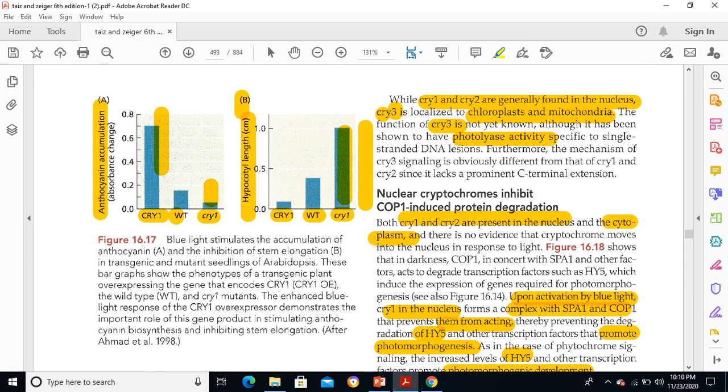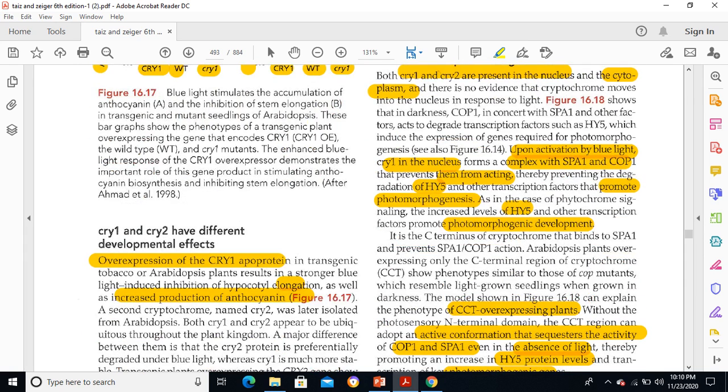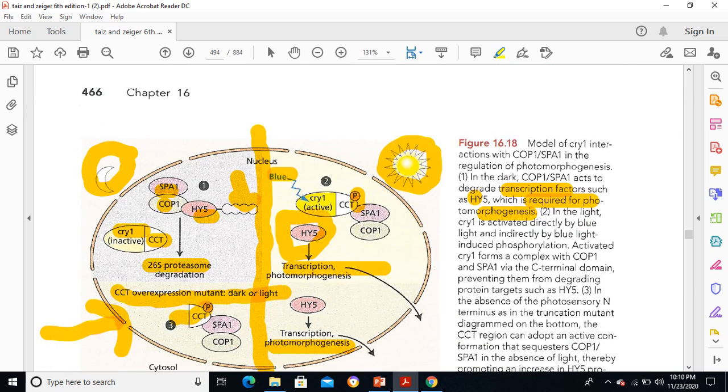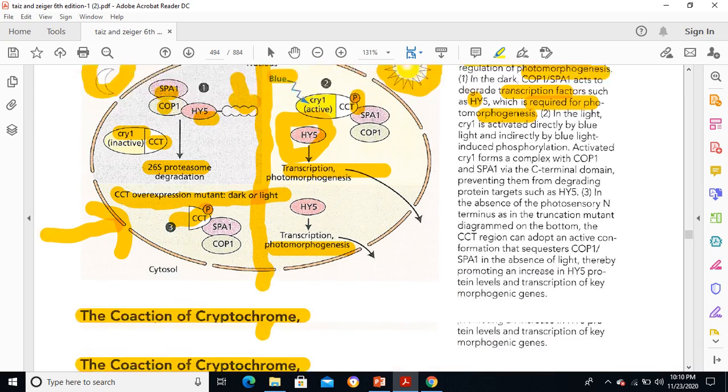Then how CRY2 proteins promote flowering. What is the mechanism? Then we studied the model of cryptochrome interacting with COP1 and how they regulate photomorphogenesis. This is actually blue light, okay. So these are the things that we have learned.